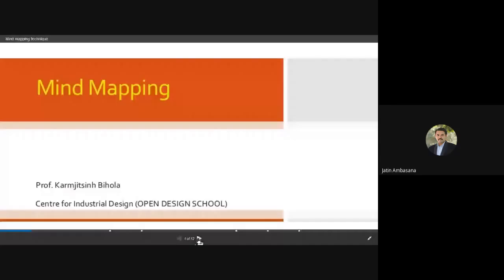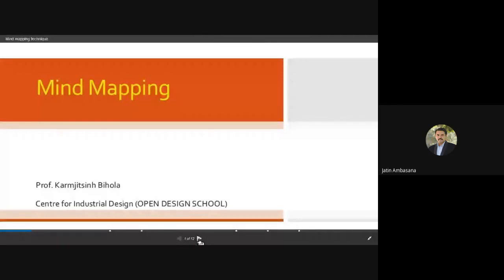Okay, so let's start the session now. Today I'll be talking about mind mapping. This slide is basically an open resource developed by GTU, so we'll be referring to that only. It was developed by Open Design School by Professor Karanjit C. This is an open resource, so we can surely use this. Let's start with what mind mapping basically is.